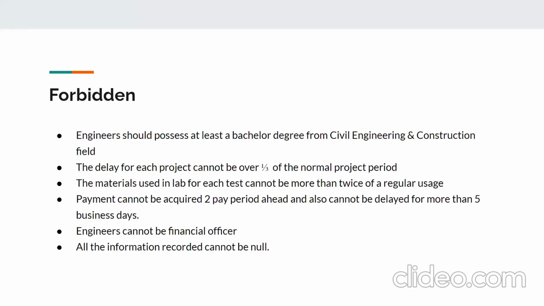Here are the forbidden constraints of this database. First one is that engineers should possess at least a bachelor's degree in civil engineering and construction. The delay for each project cannot be over a third of the normal projected period. The lab materials cannot be used more than twice of regular usage to prevent waste, and payment cannot be acquired 2 pay periods in advance and cannot be delayed for more than 5 business days. Engineers cannot be financial officers, and all entities are not null.